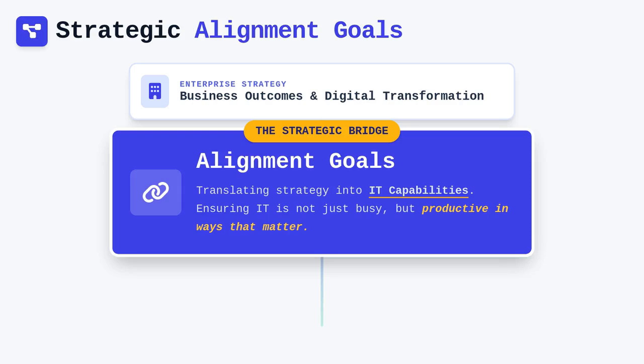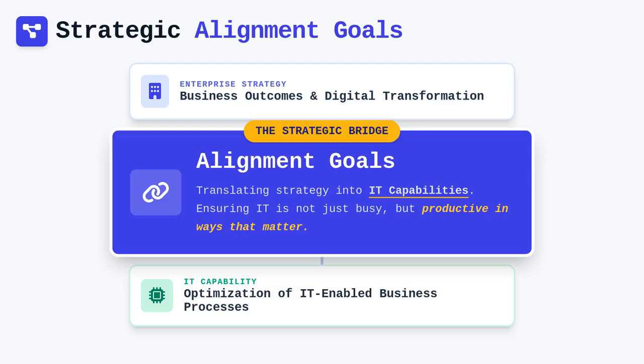If our enterprise goal is to achieve business outcomes through digital transformation, our alignment goal becomes the optimization of IT-enabled business processes. This is where we start discussing the effectiveness of IT services, the reliability of data, and the security of infrastructure. The alignment goals are the intermediary layer that ensures IT is not just busy, but actually productive in ways that matter to the business.